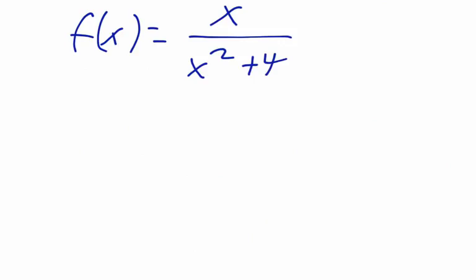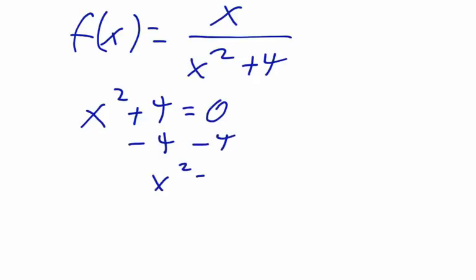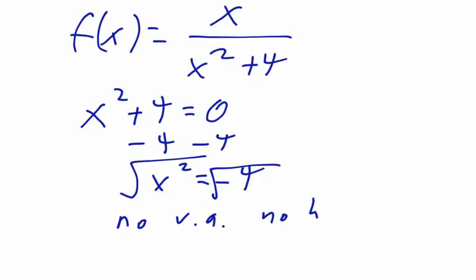Right, one more of those. This one, if I try to set the bottom equal to 0 since it can't be factored, I get x squared equals negative 4, and I take the square root of negative 4, that means that we have no vertical asymptotes and we have no holes because the bottom's never going to be 0.